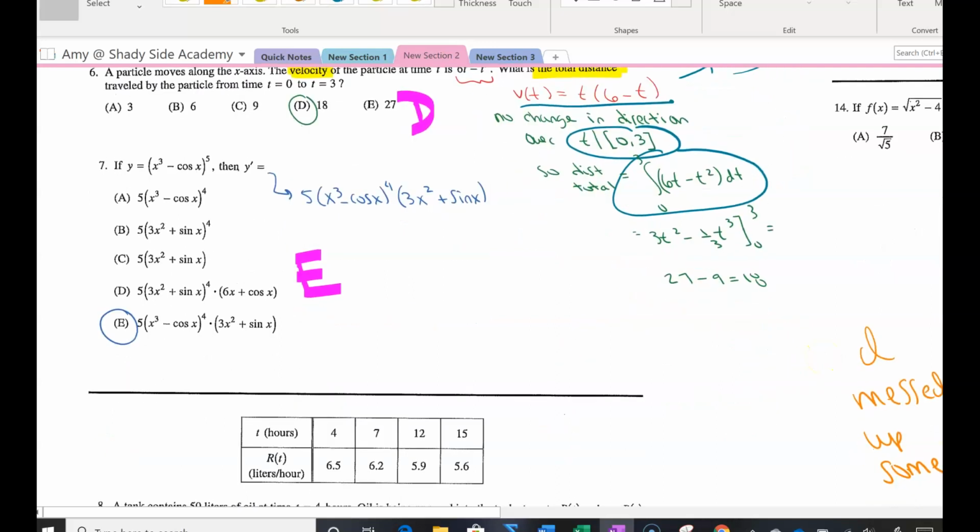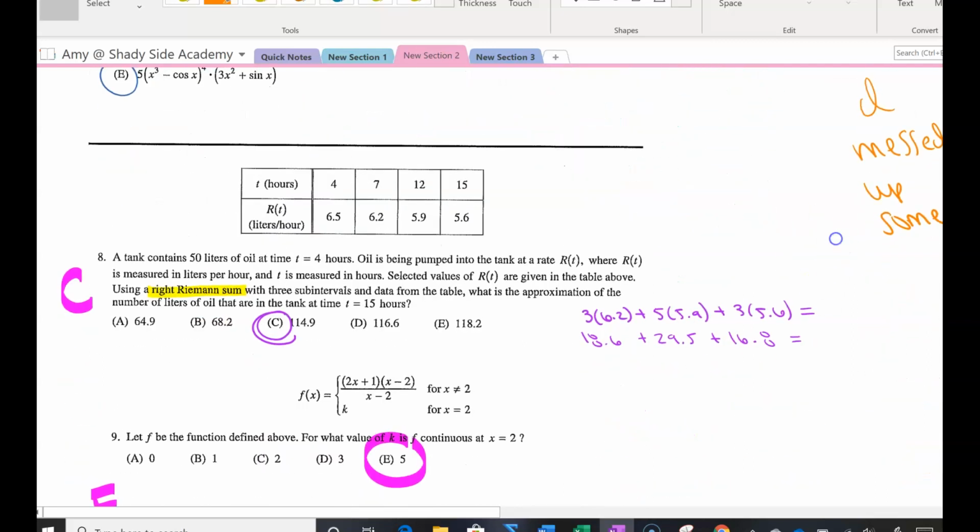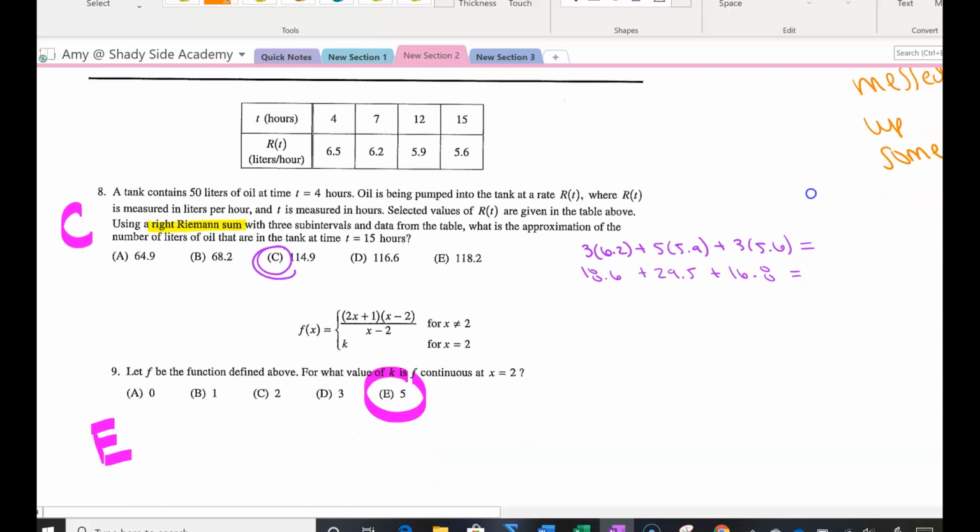Number 7, fairly straightforward, just chain rule. What would be the most common mistake? I would say this is the most common mistake, where someone does this wacky thing, which would be just so odd. Very, very odd. Here we go, this is the answer. Again, nothing too wild and crazy.